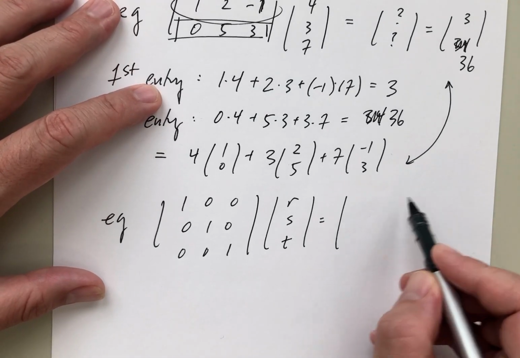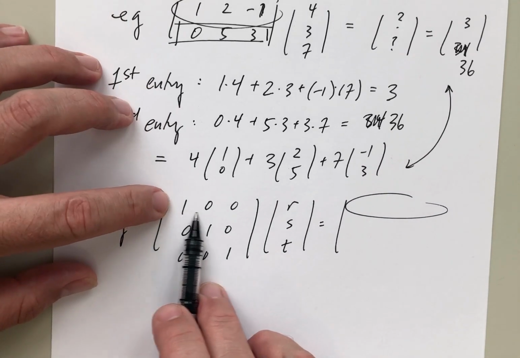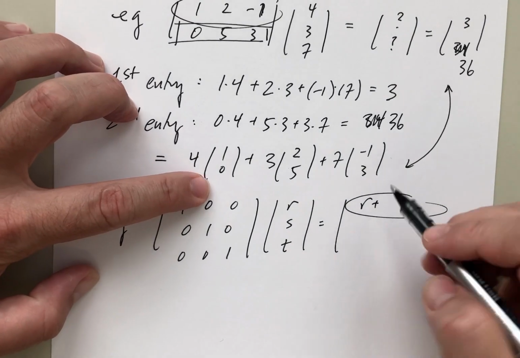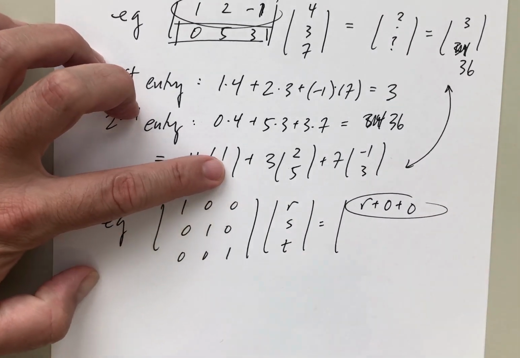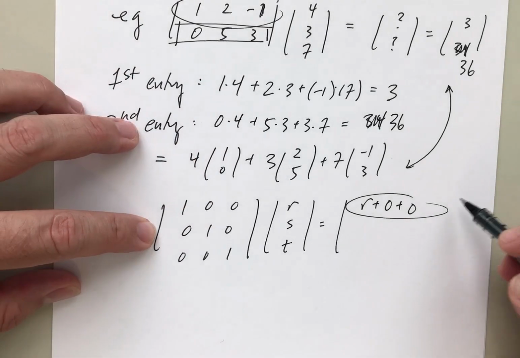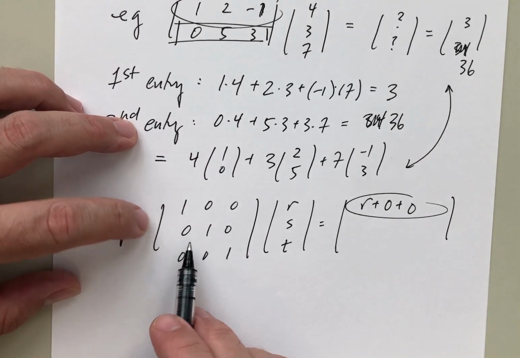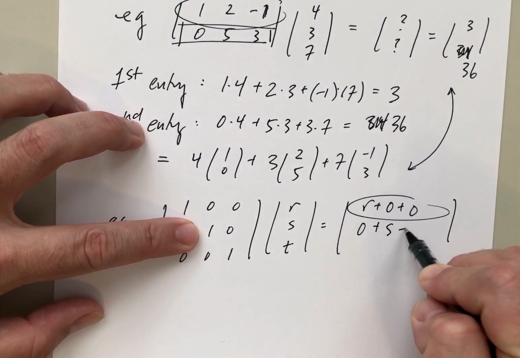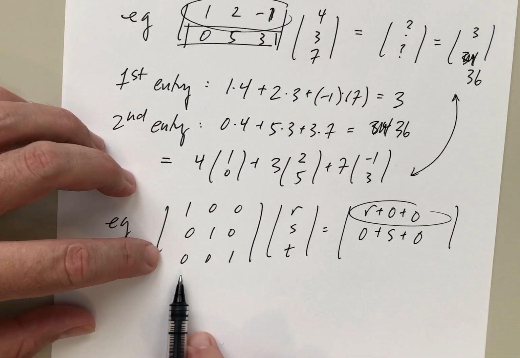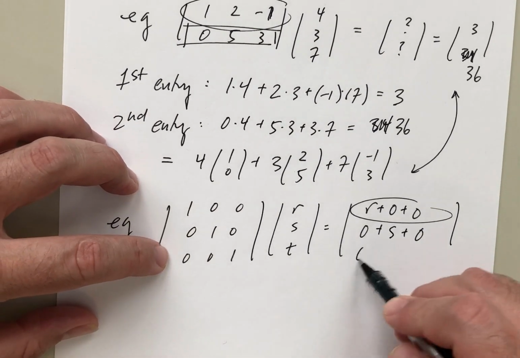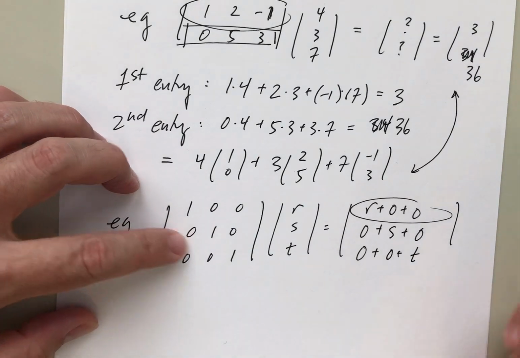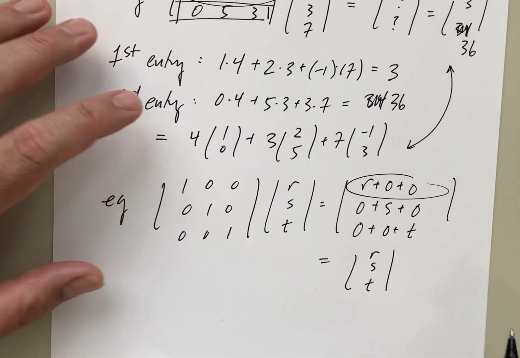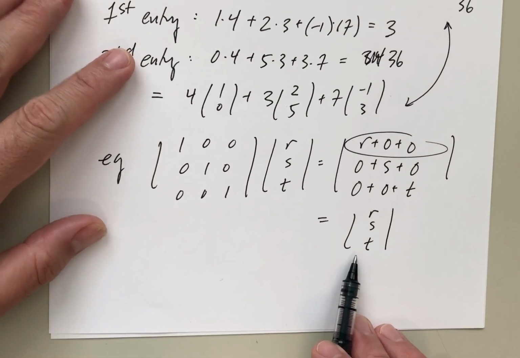And what's the first entry? So this first entry is going to be, you take that first row and do the thing. So it's going to be 1 times R plus 0 times S plus 0 times T, right? Second entry will be, I take the second row of this matrix and I take 0 times R plus 1 times S plus 0 times T. The last entry will be 0 times R plus 0 times S plus 1 times T. So what do I get here? I get just R, S, T again. So that's kind of cool. I took a matrix times a vector and I got back the same vector.